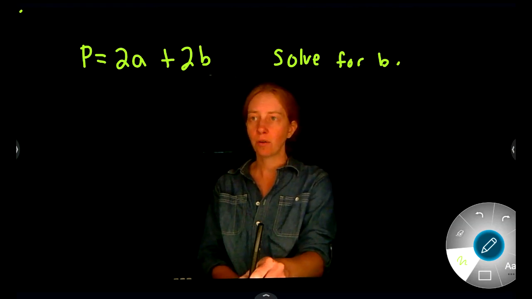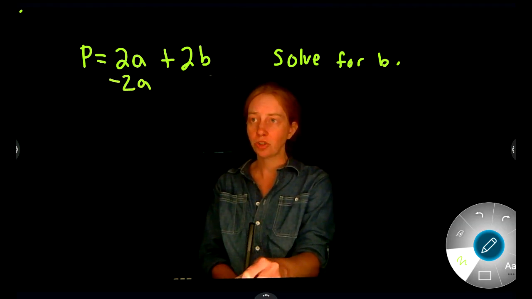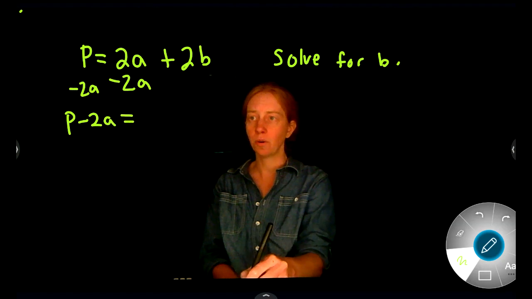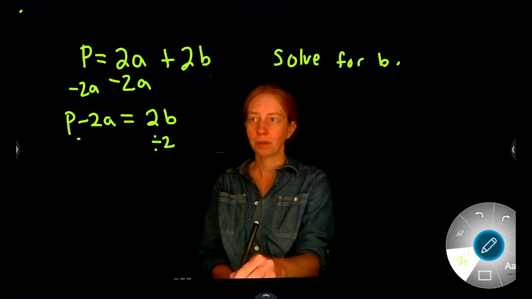So I would probably say, okay, the b is right over here. So I want to isolate this. I want that to be all alone. Okay, so I'm going to start by subtracting 2a from both sides. So over here, I have p minus 2a equals, and I still have 2b over here. Okay, well, now I still need to isolate that b, so I'm going to divide by 2, and I'm going to divide by 2. This side's easy. Let's do that one first. 2 divided by 2 is 1, which means we have b.